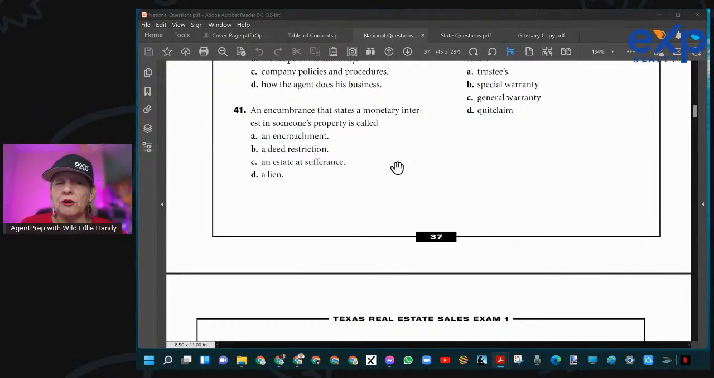A, an encroachment. B, a deed restriction. C, an estate at sufferance. Or D, a lien. So what is an encumbrance? First of all, you need to know what that is.